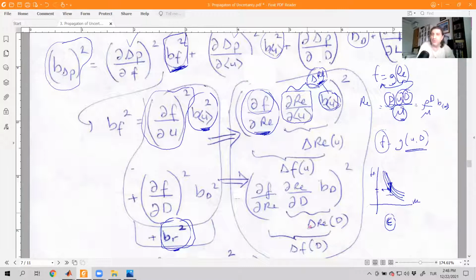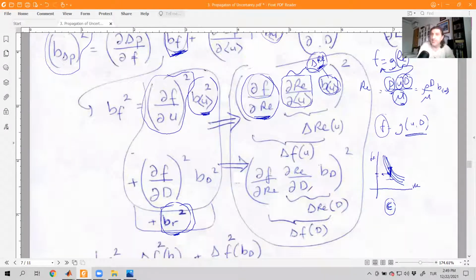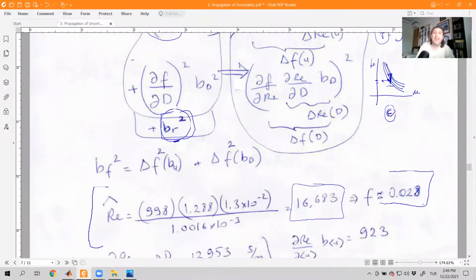The only thing that's going to change here is the expression inside, which is going to be the partial derivative of Reynolds number with respect to diameter. In this case, the Reynolds number diameter derivative is taken this way. The partial derivative is going to be equal to density times U over viscosity.